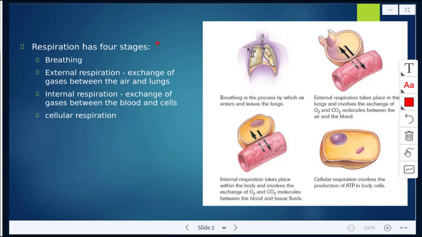So here we're seeing breathing, the process by which air enters and leaves the lungs. External respiration takes place in the lungs. It involves the exchange of oxygen and carbon dioxide between the air and the blood. And then here we're looking at internal respiration that takes place within the body. It involves the exchange of oxygen and carbon dioxide molecules between the blood and tissue fluids. And then cellular respiration, which is the production of ATP in the body cells.